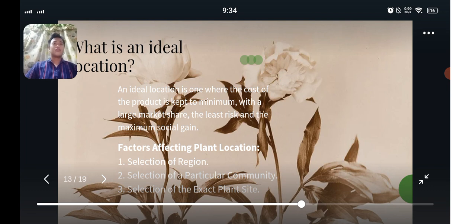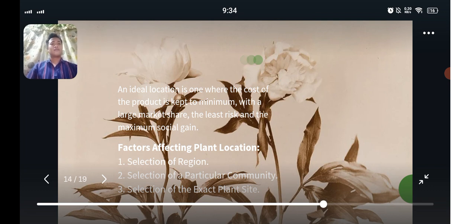So the factors affecting plant location are selecting the region, selecting the particular community, and selecting the exact plant site. When it comes to selecting the region, usually the location is far from people. Then selecting a particular community, then the last one is selecting the exact plant site. That's all for what is an ideal location.